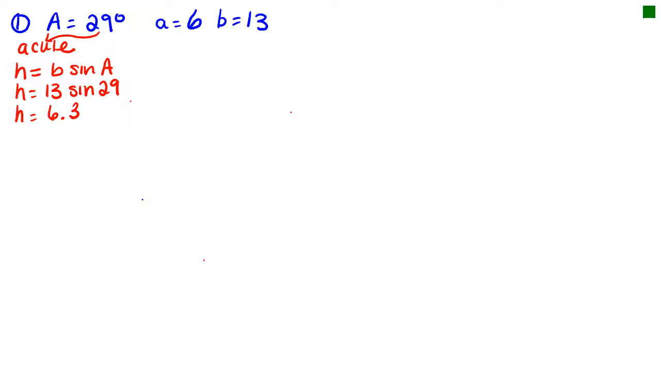That's bigger than A, but less than B. Oh, it's bigger than A. So no triangle can be formed. I'm not even going to try the law of sines. Okay, no triangle. I'm done. Problem's done. This would not make a triangle.